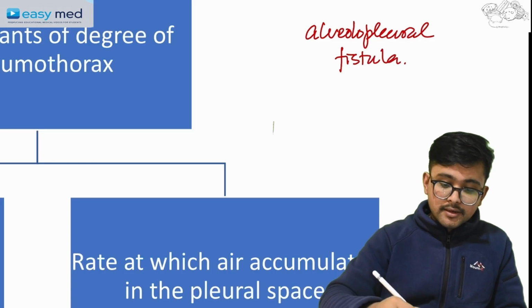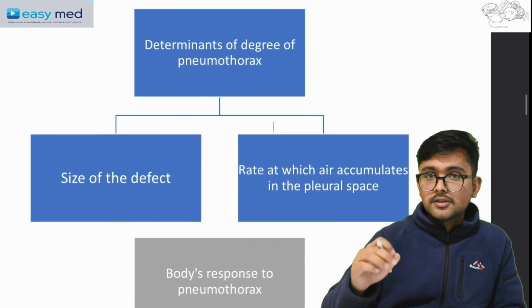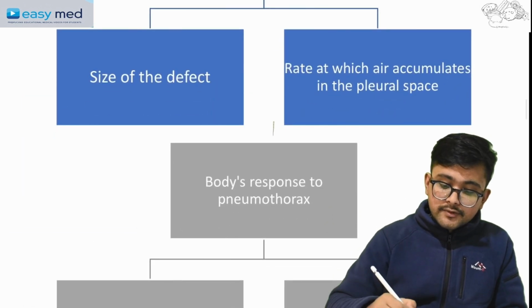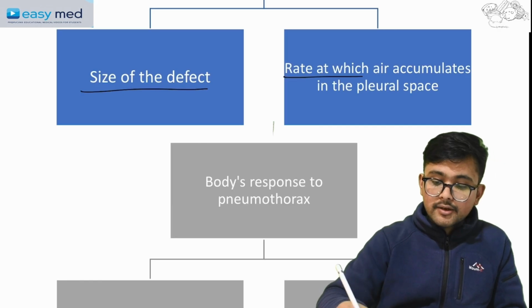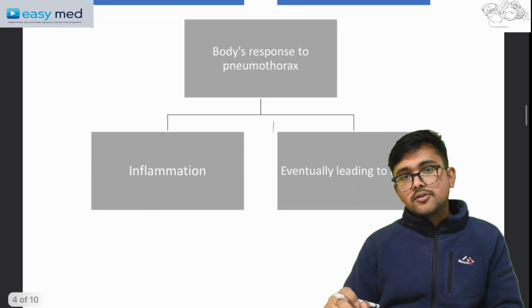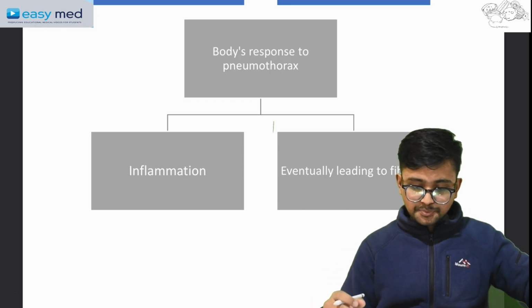So again, this is quite a theoretical discussion, but there are two different determinants of how rapidly a pneumothorax will develop, and that is the size of the defect and the rate at which air accumulates. So again, this is just for you to write in your exams. You might not be able to find this clinically on patients though.